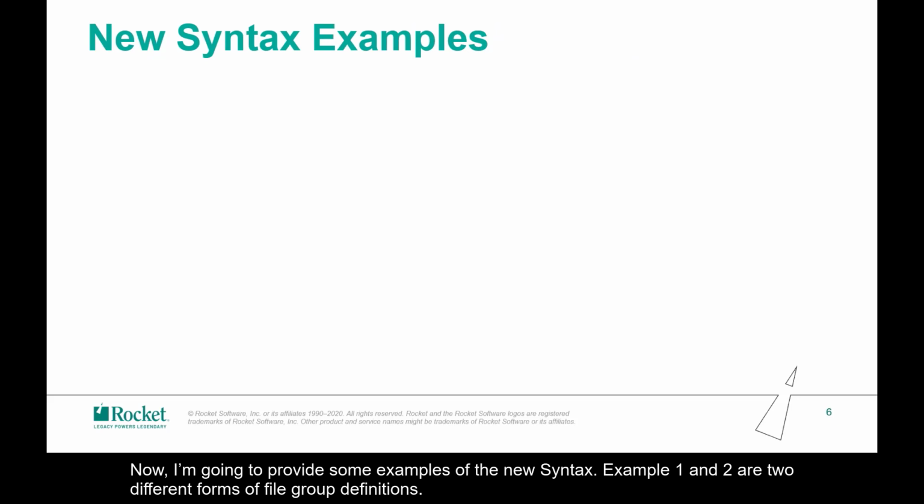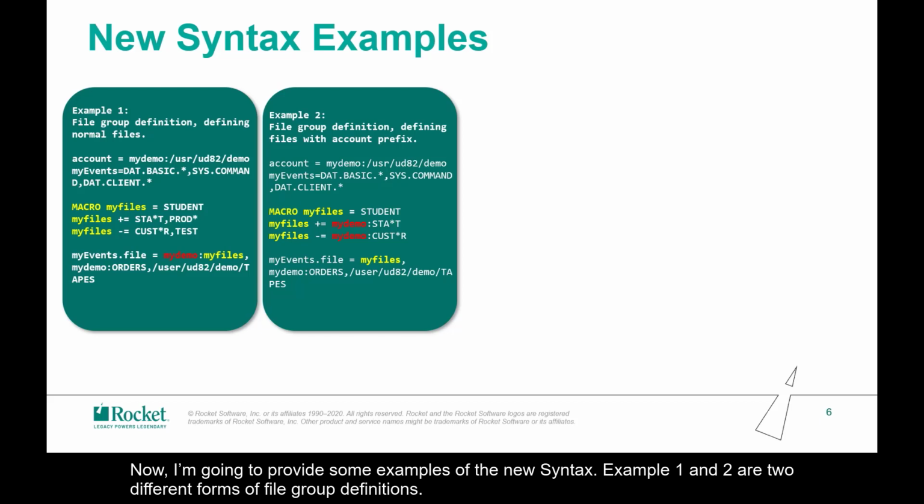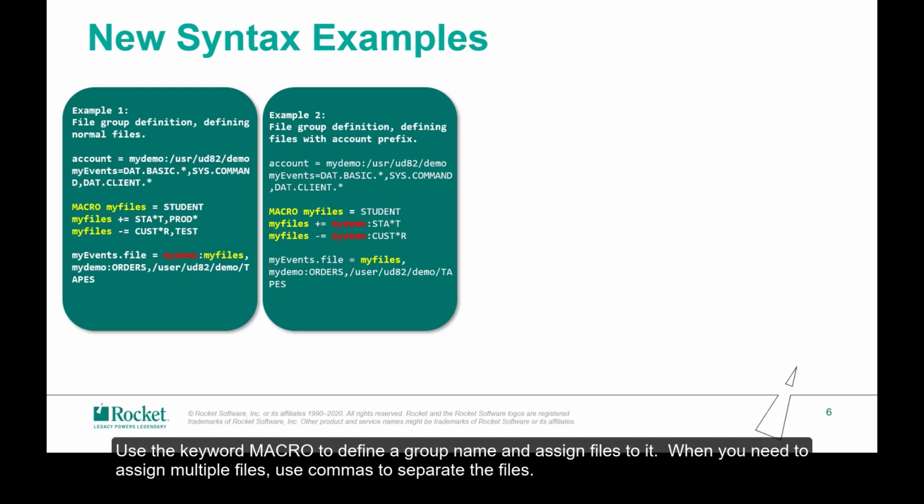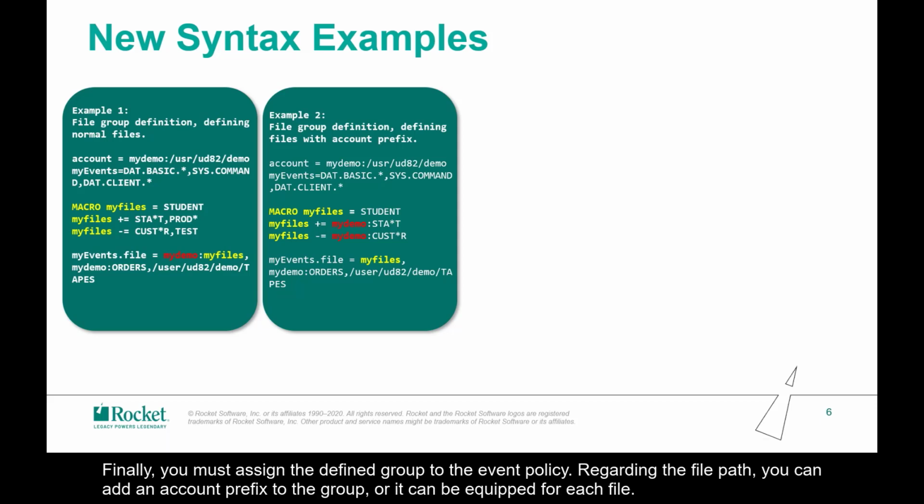Now, I'm going to provide some examples of the new syntax. Examples 1 and 2 are two different forms of the file group definitions. Use the keyword macro to define the group name and assign files to it. When you need to assign multiple files, use commas to separate the files. Finally, you must assign the defined group to the event policy.